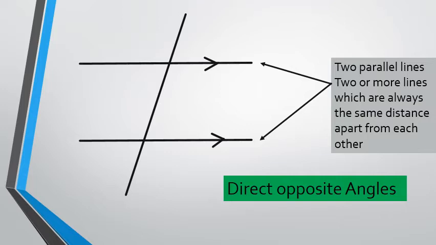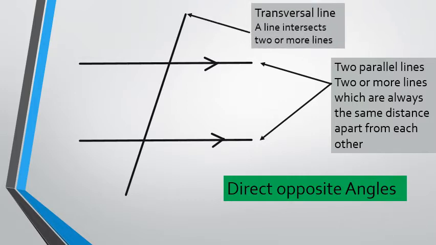In finding the direct opposite angles, I need to have another line. Now what is this kind of line I'm talking about? This is what they refer to as a transversal line, a line that intersects two or more lines. Now let's start by finding the opposite angles in these conditions, as we do have them at the moment.